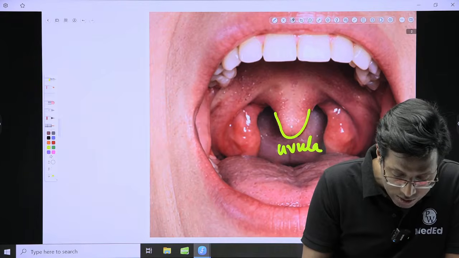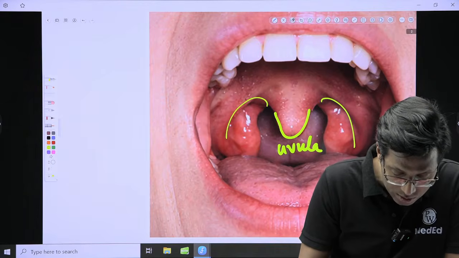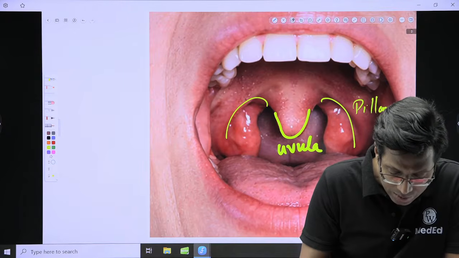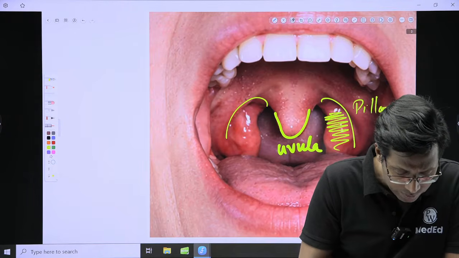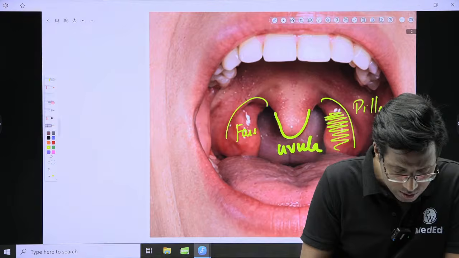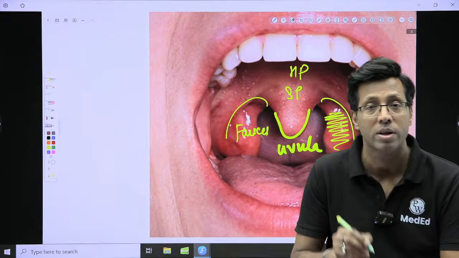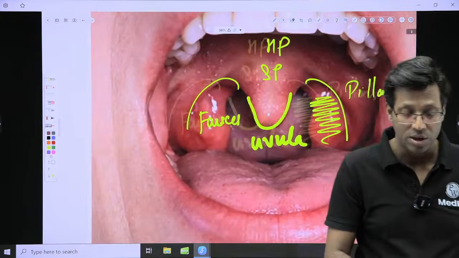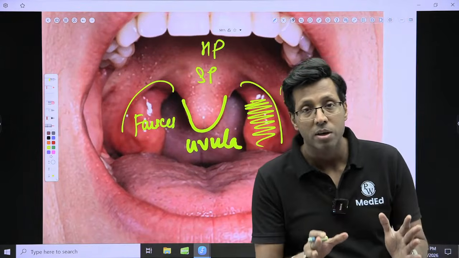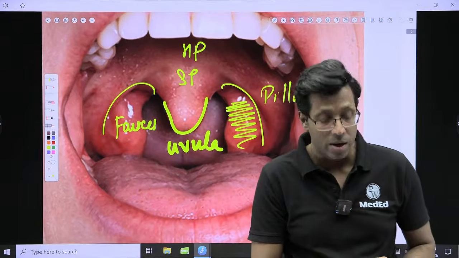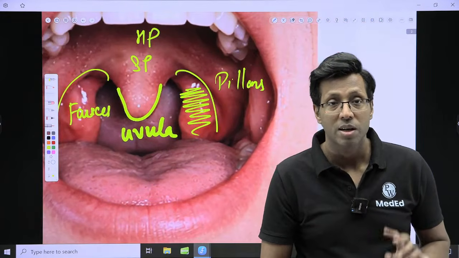Apart from the uvula, you will see the tonsillar pillars. These are the pillars. This area which you see over here, these are called the fauces. Here is the soft palate and here is the hard palate. So in this image, you can see everything: the uvula, the tonsillar pillars, the fauces, the soft palate and the hard palate. And therefore, this is basically Mallampatti 1.